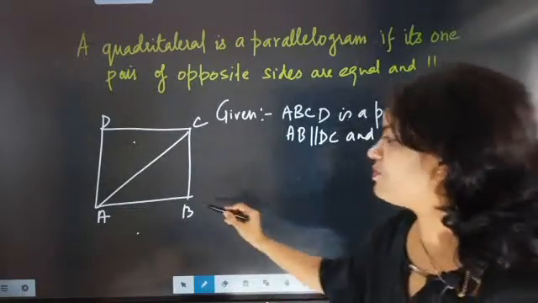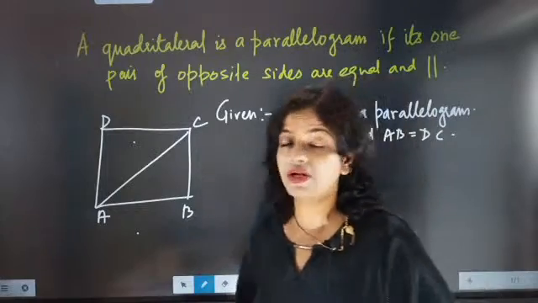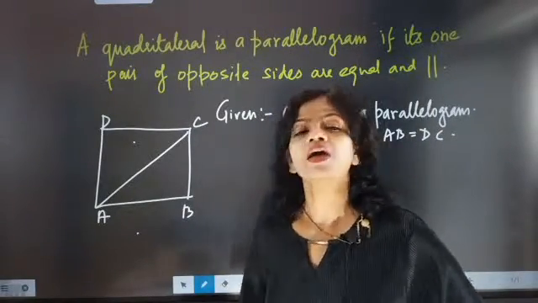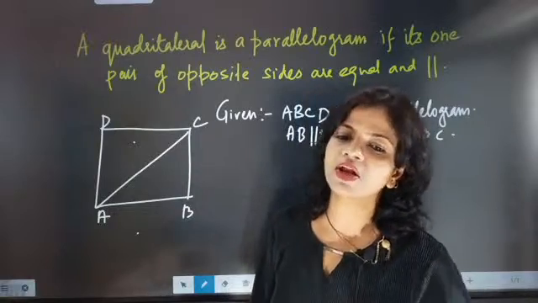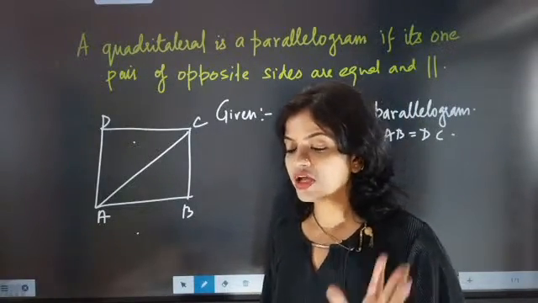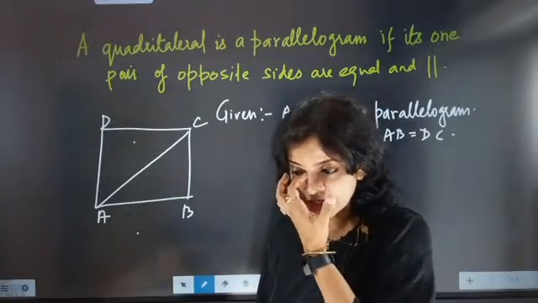So I have taken one pair. I have taken this one is parallel and equal, but it is a quadrilateral, it is not a parallelogram right now. Because in a parallelogram, if one pair of opposite sides are equal and parallel, then the other pair automatically will become equal and parallel. So there is no need to prove it, directly you can put it.